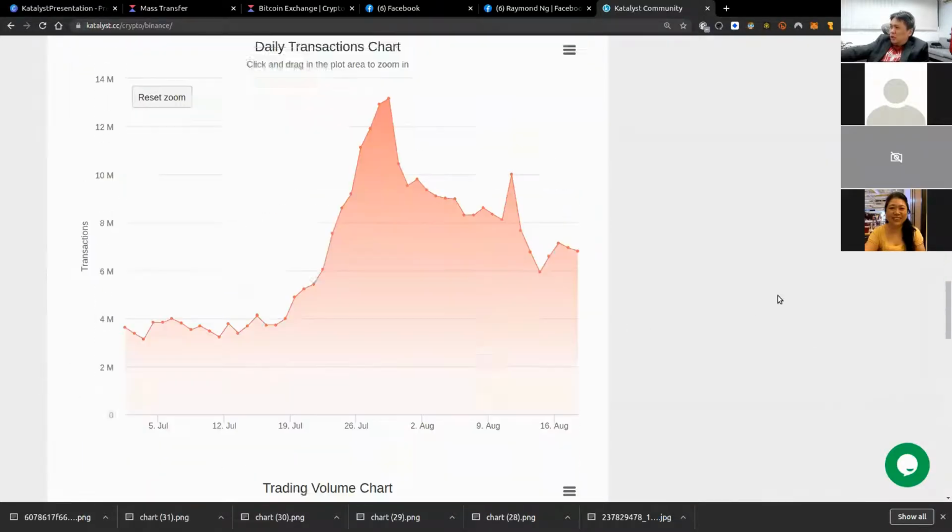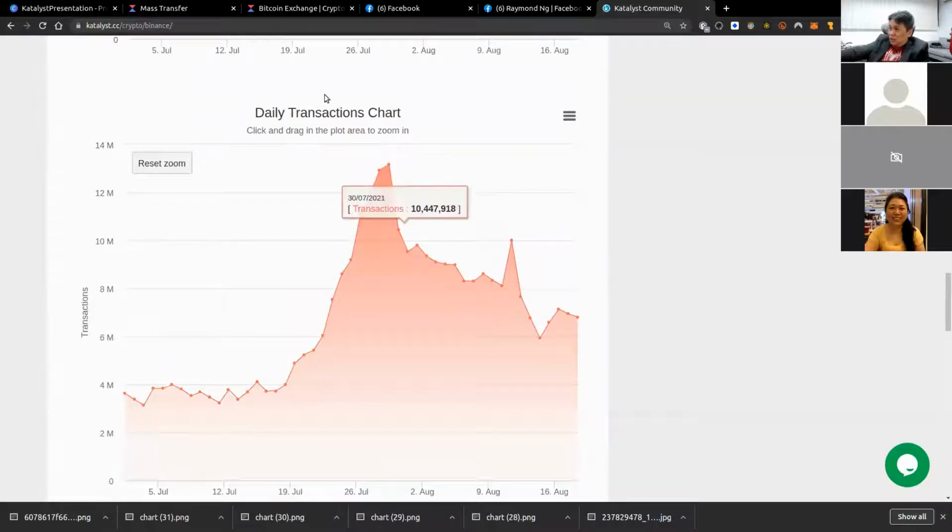Guys, I ask you one thing. This is the daily transaction chart, that means the transaction count. Why do you think this date? Actually, at first, when I saw this jump in transactions, I also didn't know why. But later, of course, I read the news and I know why. I ask you.